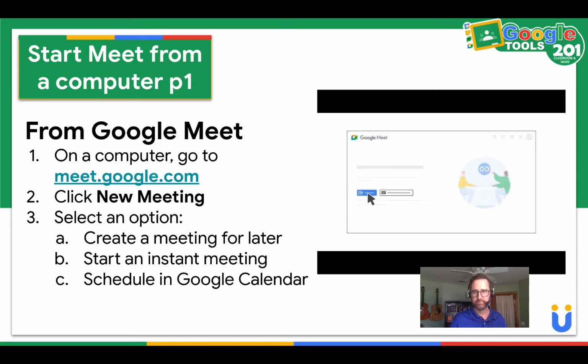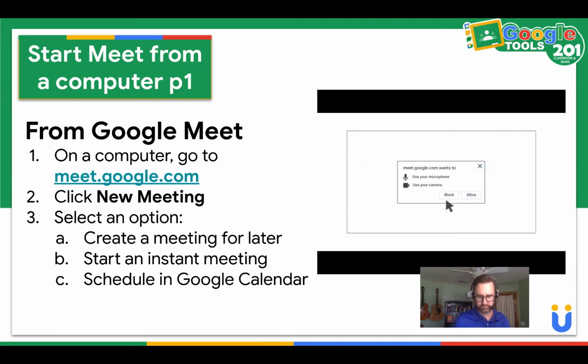To set up a time to meet, click Schedule in Google Calendar, then create your event. Calendar automatically adds the conferencing details for you. To start a meeting now, click Start an Instant Meeting. If prompted, allow access to your computer's microphone and camera so people can see and hear you in meetings.